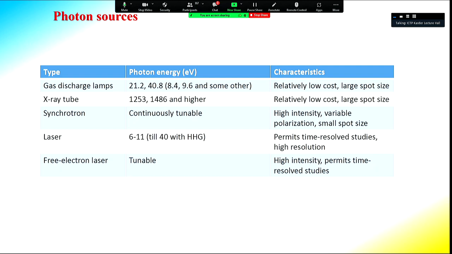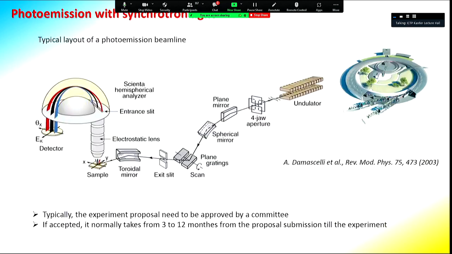Then there are also laser sources to provide the light on the sample, and they typically have a limited range of energies. But their advantage is that they permit time-resolved studies, and they also have much higher energy resolution. And there are some more exotic things which are harder to access, such as a free electron laser. This is a typical example of a photoemission beamline.